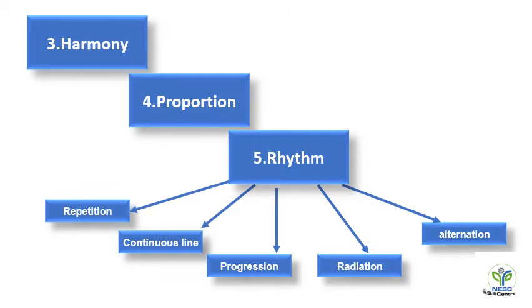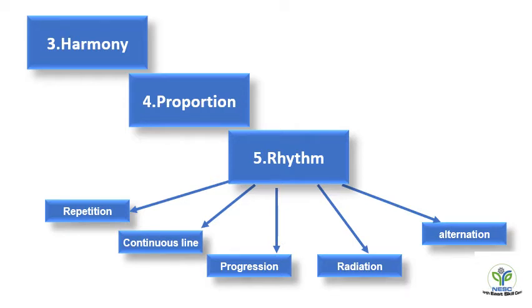The third one is harmony. Harmony is the end result achieved when all the design elements and principles interrelate and work together to enhance the visual appeal of a space. The fourth one is proportion, which depends on size and relationship between objects. Proportion is the relationship of one object to another, or one part of an object to the whole. The fifth one is rhythm.